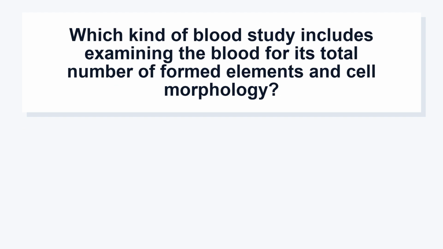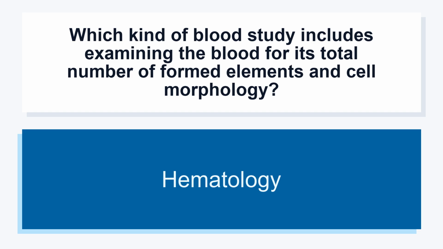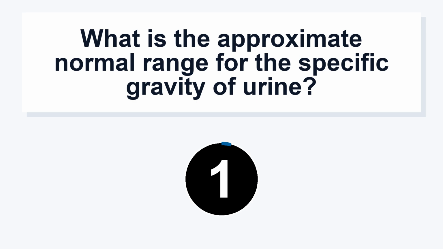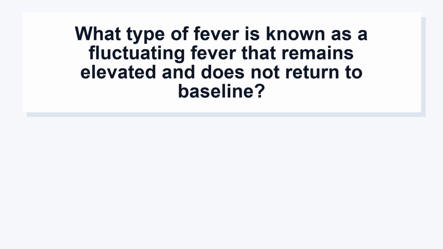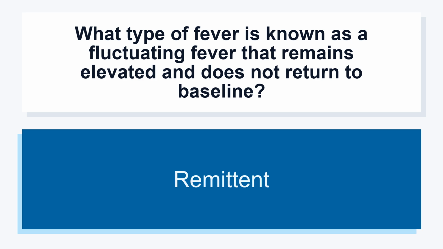Which kind of blood study includes examining the blood for its total number of formed elements and cell morphology? Hematology. What is the approximate normal range for the specific gravity of urine? 1.005 to 1.030. What type of fever is known as a fluctuating fever that remains elevated and does not return to baseline? Remittent.